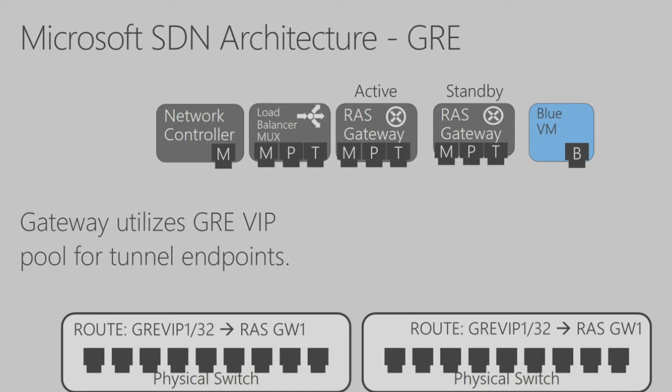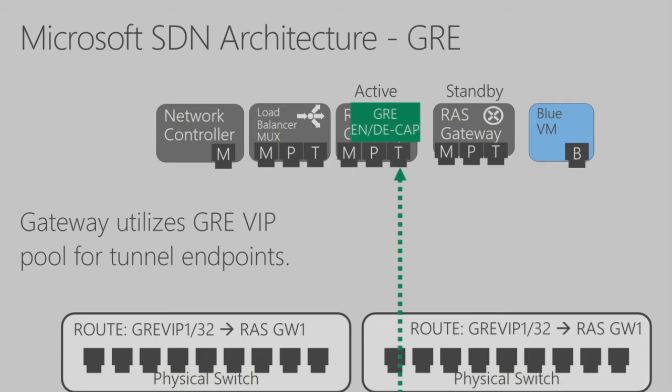The RAS gateway also supports GRE tunneling. It's a little different. It doesn't need to go through the load balancer much, because these tunnels are using data center IPs generally, and so there's a much greater number of them available as opposed to the public internet routable IPs that you would typically use for site-to-site VPN. So the way it works is it actually advertises these GRE VIPs, as we call them, to the physical network, also using BGP in the same way the MUX does. The RAS gateway also uses BGP to do that.